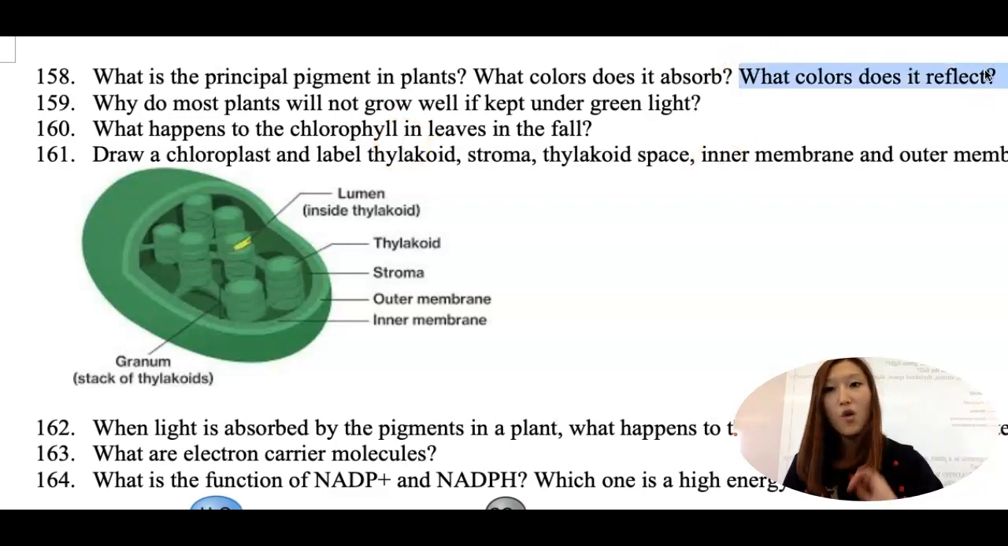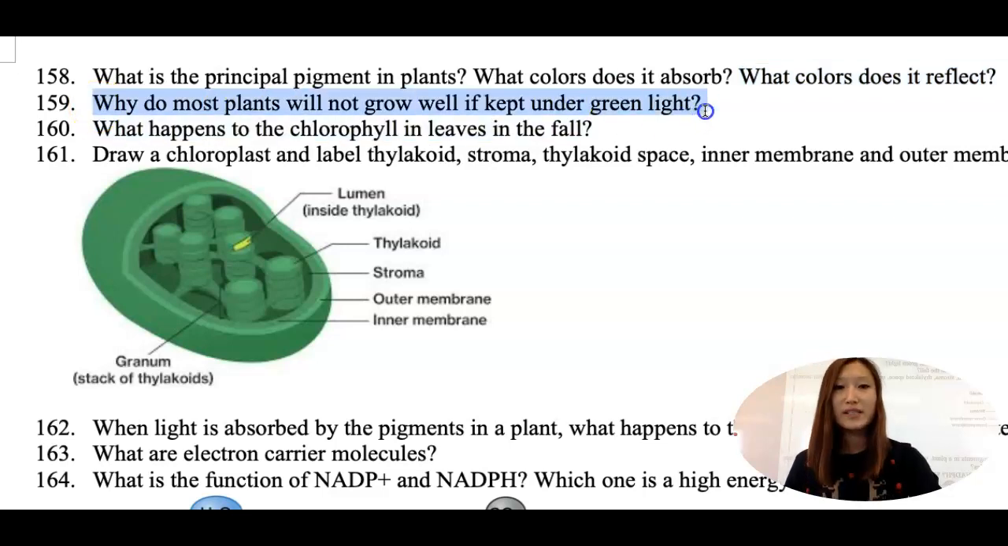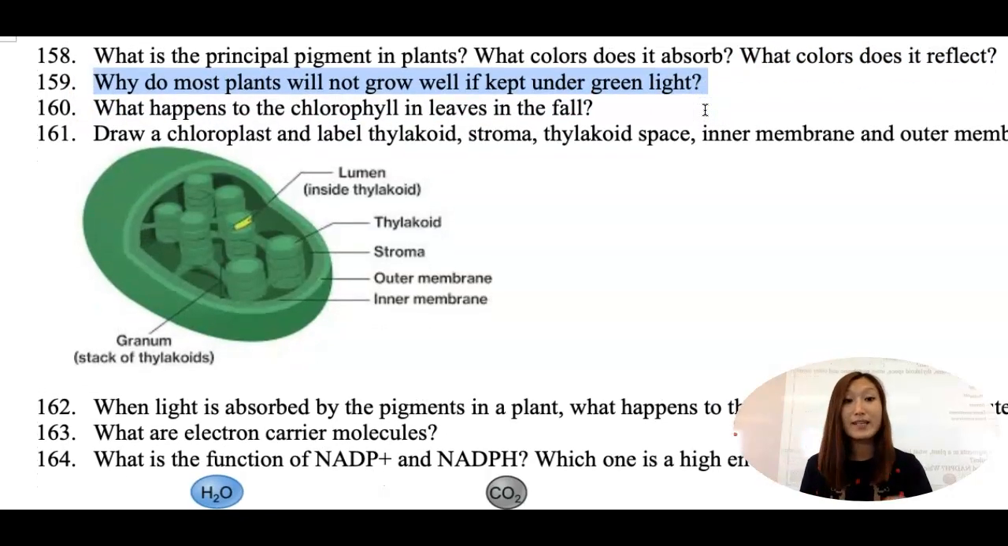What color does it reflect? It reflects green. Why do most plants not grow well if kept under green light? It's because green light has energy itself, but plants aren't able to harvest that energy because plants mostly use the chlorophyll, and chlorophyll reflects the green light.